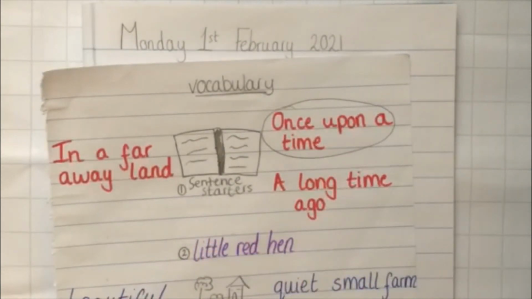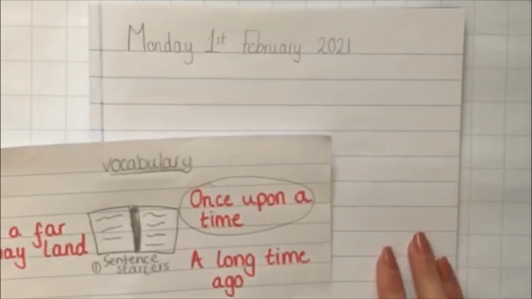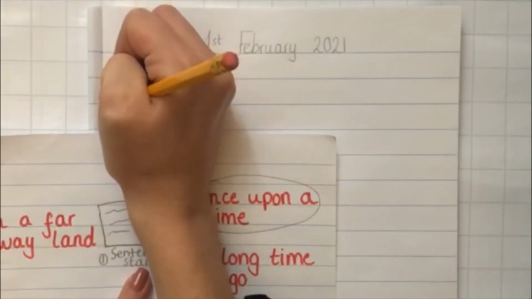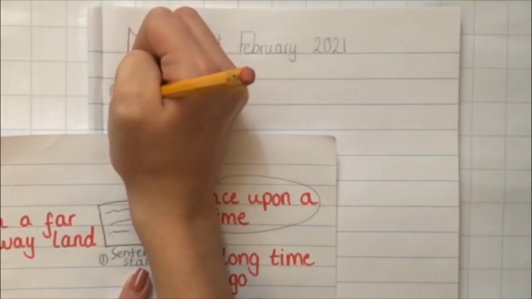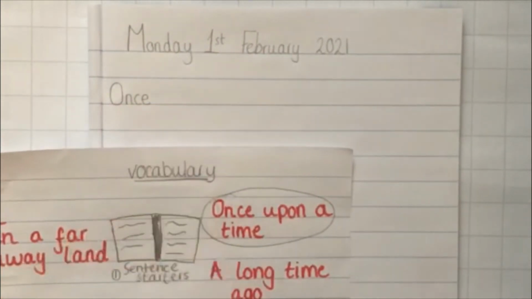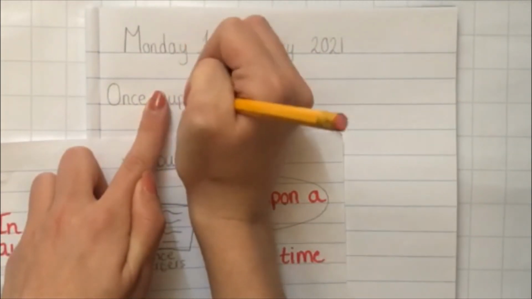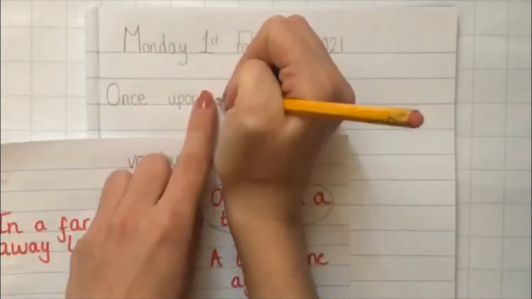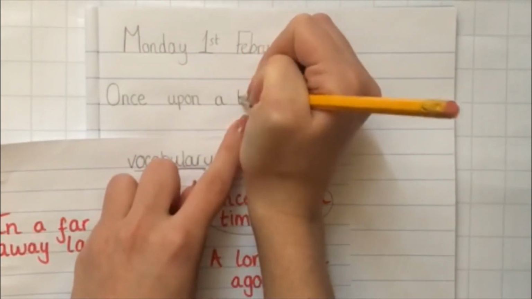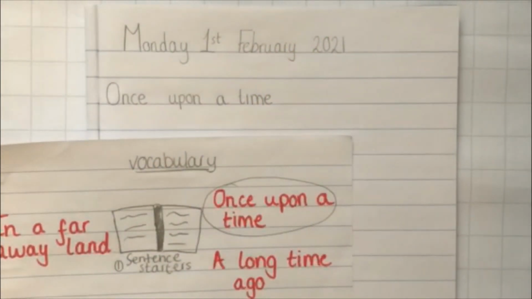And I get to copy that in my book, making sure I start with a capital letter. Capital O. Notice how much taller my capital letter is than the rest of my letters. Once, finger space, on, a, time. Once upon a time. What comes next? Once upon a time, there was.